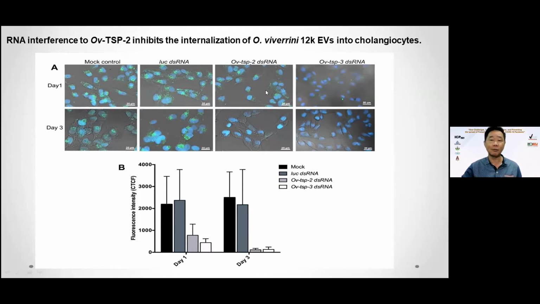Then we block the worm. We use RNAi to block the tetraspanin. You can see that after blocking tetraspanin, the endocytosis of the EV is less than in the control. So we can prove the function of tetraspanin, that it plays a critical role in the endocytosis of the extracellular vesicle, by using RNA interference. And also, at the messenger RNA level, it decreases.